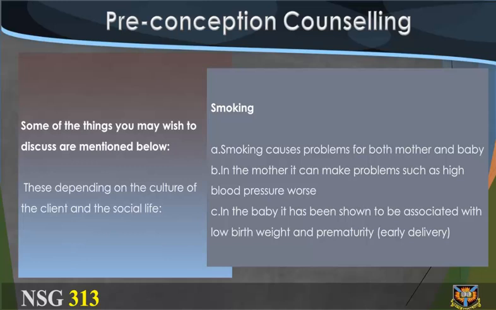Some of the things you may wish to discuss are mentioned below, depending on the culture of the client and the social life. Smoking. A. Smoking causes problems for both mother and baby. B. In the mother, it can make problems such as high blood pressure worse. C. In the baby, it has been shown to be associated with low birth weight and prematurity, early delivery.